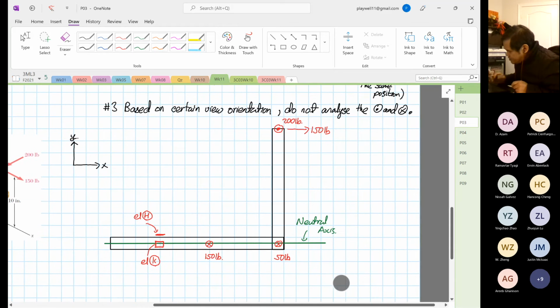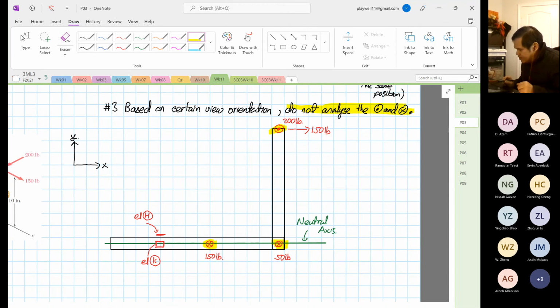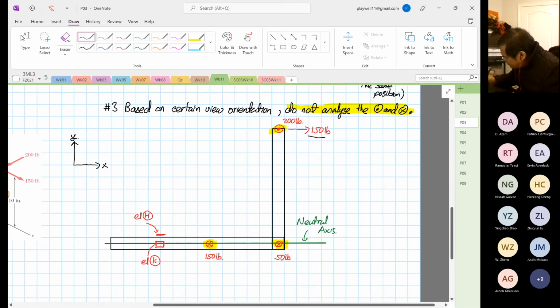Then rule number 3 states that do not analyze the cross and the dots. So the 150 for now, don't analyze. The 50 for now, do not analyze. The 200 pounds, don't analyze at all. So the only force component that we analyze is the 150. You can see it's not a dot nor a cross, it's just a straightforward arrow. Now we are going to focus on 150.